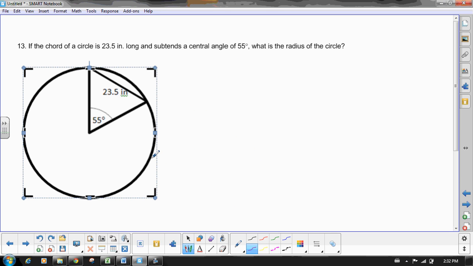All right, the last one that we're looking at here, so we have the chord, you're looking for the radius. These are both radius, which then means we have an isosceles triangle. So we have 55 degrees right here. This angle, when we subtract from 180, we're left with 125, and you divide that by 2, so we get 62.5 degrees. From there, you have enough information to be able to use the sine law.